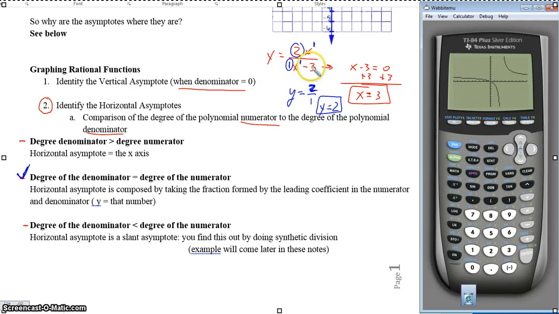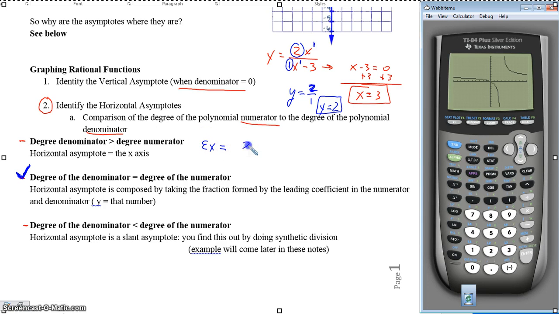So depending on what the degree of our polynomial is in the numerator and in the denominator will depend on which of these 3 reasons we use. We used this reasoning in the first example. Let's just go over the other 2 reasonings. The degree of the numerator is greater than the degree of the denominator. So let me give you an example of that.